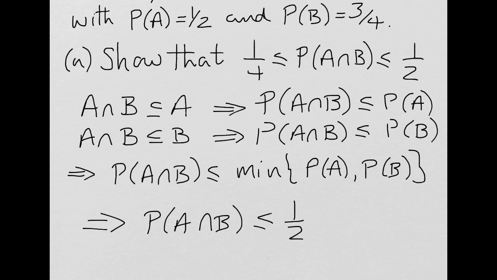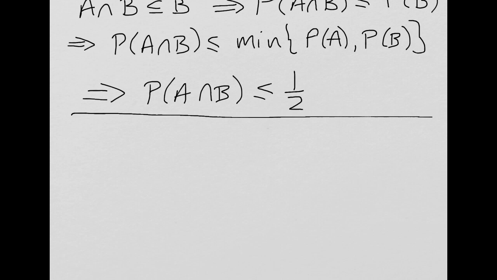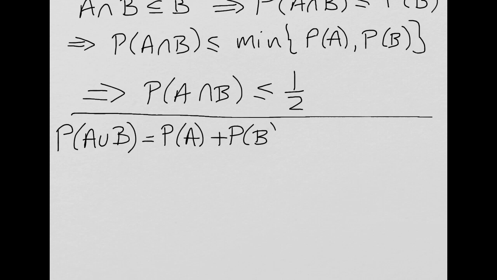Okay, so let's turn our attention now to the lower bound. We need to show that the probability of A intersect B can't be smaller than a quarter. The way to see this is to start with the addition formula, which states that the probability of A union B is equal to the probability of A plus the probability of B minus the probability of A intersect B. And of course the probability of any event, including the event A union B, can't be greater than 1.